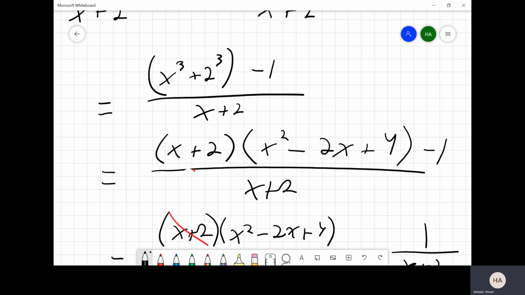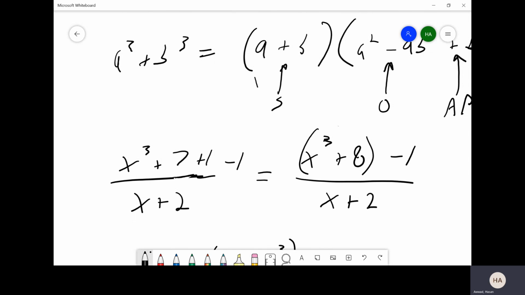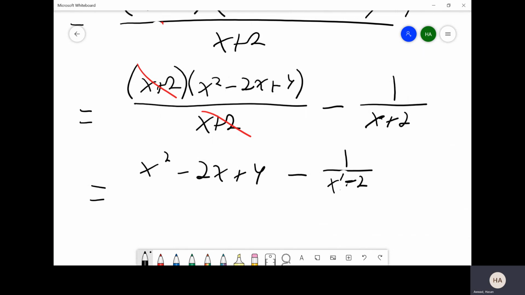So if we're asking ourselves what this division leads to, if we're talking about just this piece here, x cubed plus 7 over x plus 2, the answer to this is you get x squared minus 2x plus 4 with a remainder of 1 over x minus 2, a negative remainder of 1 over x minus 2. Okay, so the idea is the same, right?